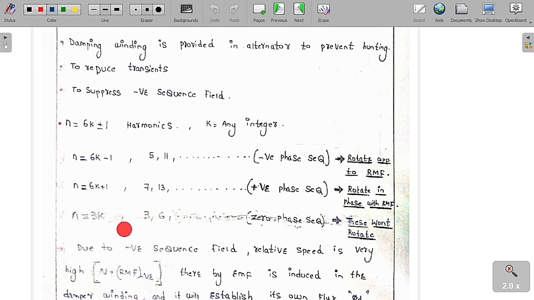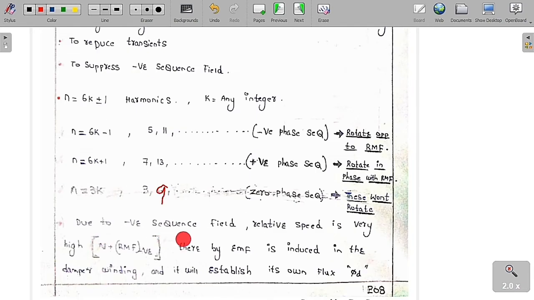Whereas 3k or 3m are the triplen harmonics, which are not multiples of 6, they are basically odd harmonics only. For example 9, because we have to choose only the odd harmonics. These are basically zero phase sequence components, because they won't rotate. These things I have already told you in the induction machine concepts. So zero phase sequence components will never rotate, the positive phase sequence components rotate in the same direction as the fundamental RMF, and the negative phase sequence components rotate opposite to the fundamental RMF.